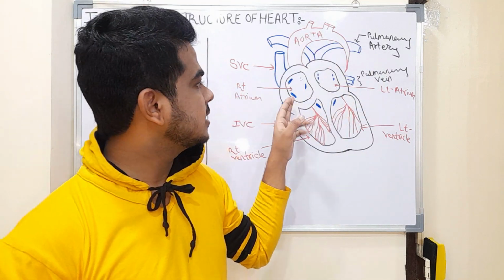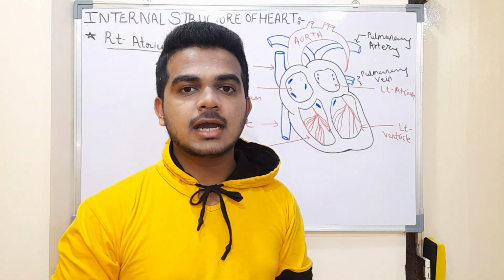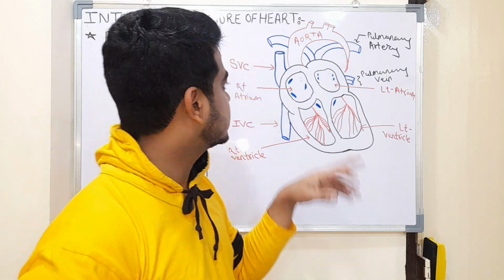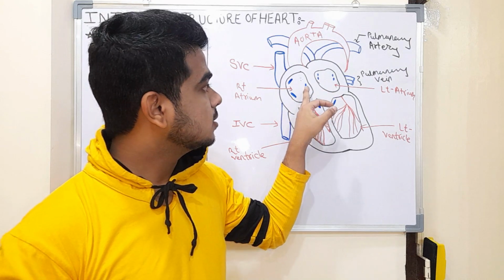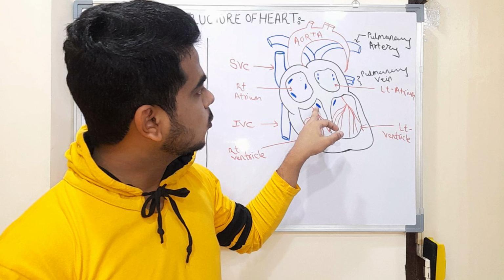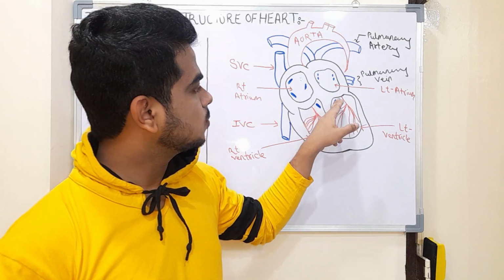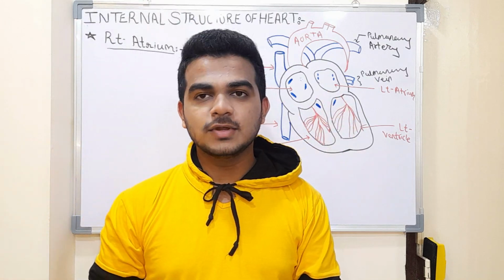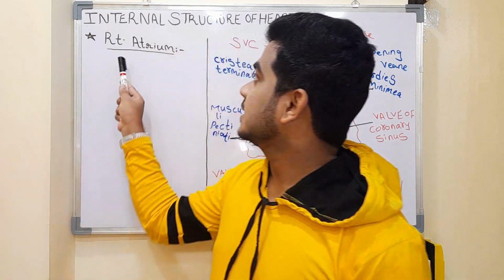Okay, and in the right atrium and each and every chamber inside the heart, there is a specific structure. Like here is the opening of the superior vena cava, inferior vena cava, coronary sinus opening, and this is the opening of the pulmonary trunk. Okay, and this is the opening of the aorta. We will see all these structures in detail one by one. Okay, students, so first we will start with the right atrium.